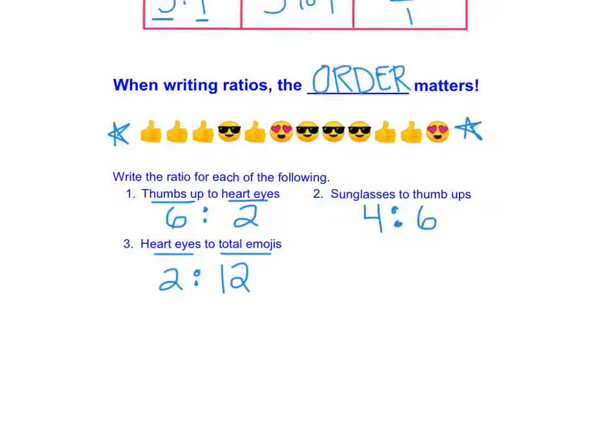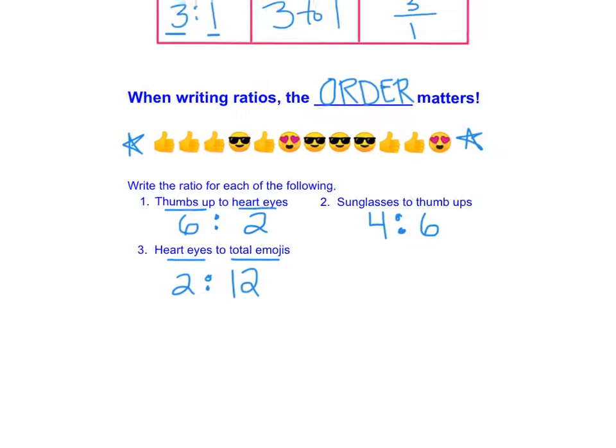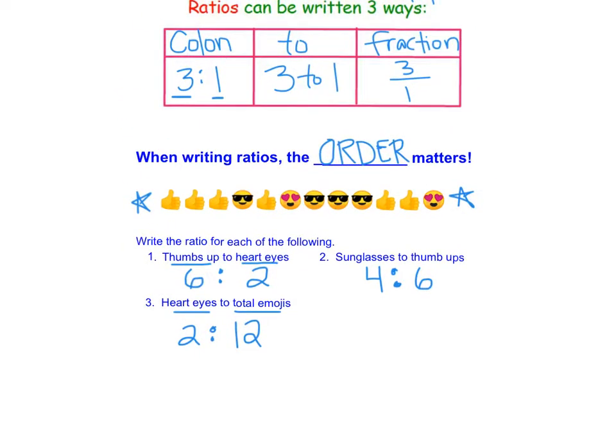Okay, and anytime you're writing a ratio, it's typically okay to use any of those 3 forms of writing it: a colon, the word "to," or a fraction. Okay, so just make sure you're paying attention if the directions tell you to use one specifically. Otherwise, you can use whichever one you choose.